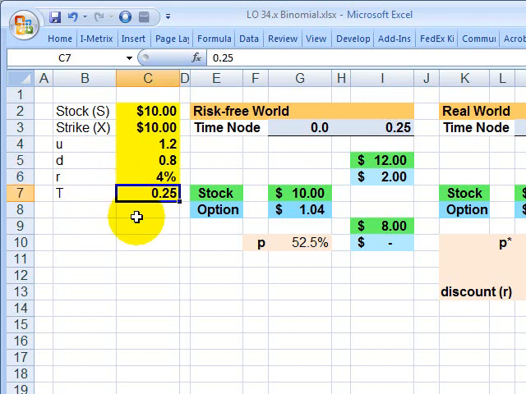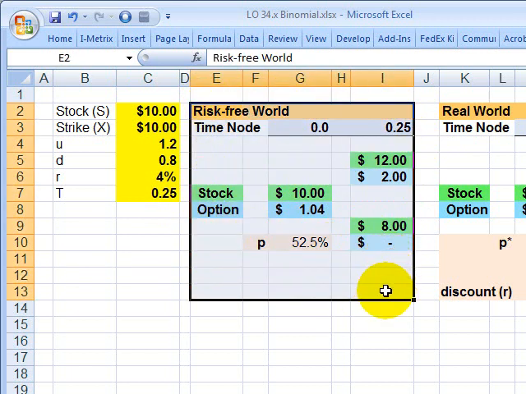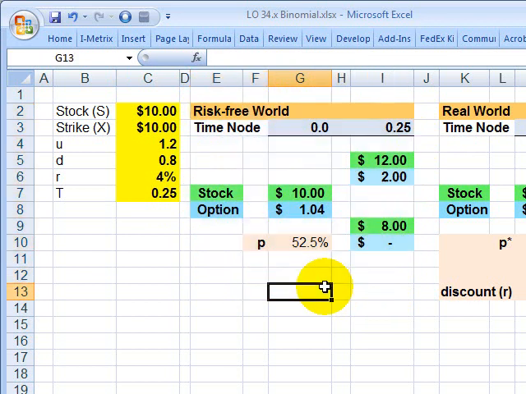And we need the length of time between the nodes in our binomial tree. I'm going to use 3 months or 1/4 of a year. We're only going to do a single step, so that just means today is time zero, and we'll go forward one step in the tree to 3 months. So here is the price of that European call option under the risk-free world assumption.